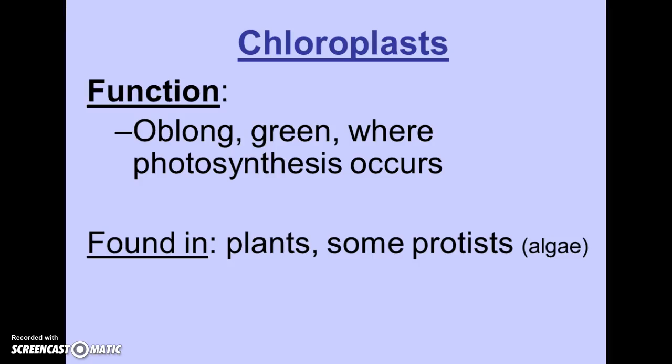The next cell part is a chloroplast. Chloroplasts are essentially only found in plants, although some protists, like algae, do have chloroplasts, but you will not find them in animals, because this is where photosynthesis occurs. Okay, they are oblong, usually round or oval. They are green. That's the biggest clue that you're looking at a chloroplast, because the chloroplast is filled with chlorophyll, which is the pigment that traps sunlight and makes sugar.